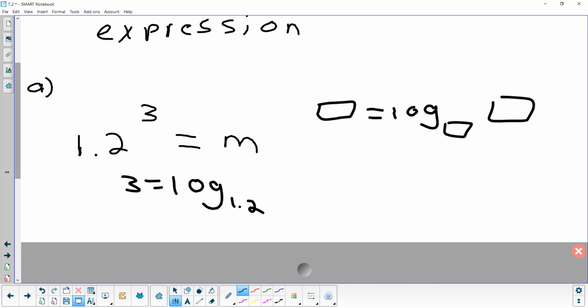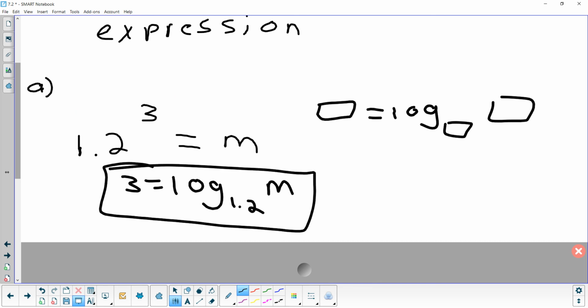Right? And Mateo, the thing that was all by itself, the m, what do we call that? Argument. That was the argument, and that's what you're plugging into the log function. Okay? It's what you're taking the log of. Again, it's a variable, so we can't do it, but if it was a number, we could. That's how you rewrite from exponential to log. Okay, questions on that?